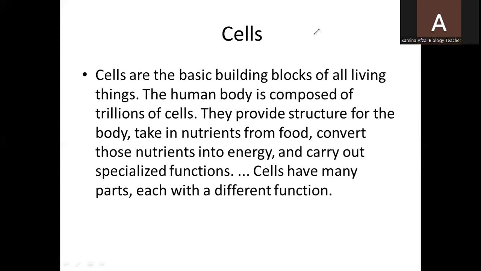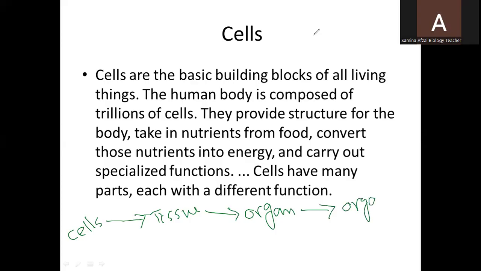You know that when these cells join together, a group of cells performing specific functions is called a tissue. And many tissues, when they join together to perform different functions, make up an organ. An organ will make up an organ system. An organ system will make up an organism.